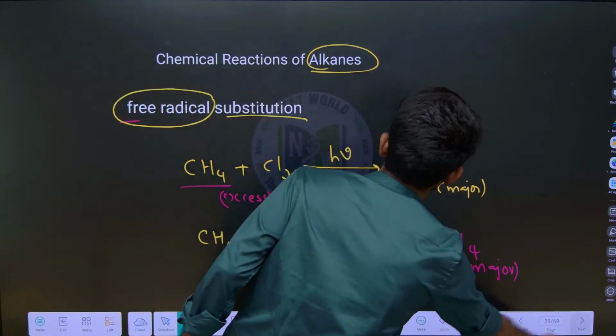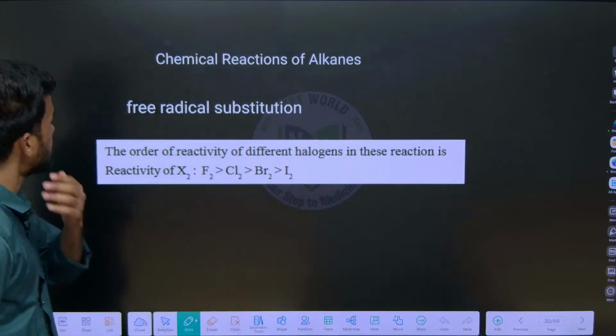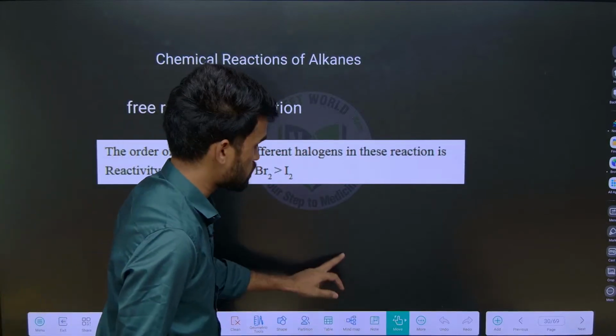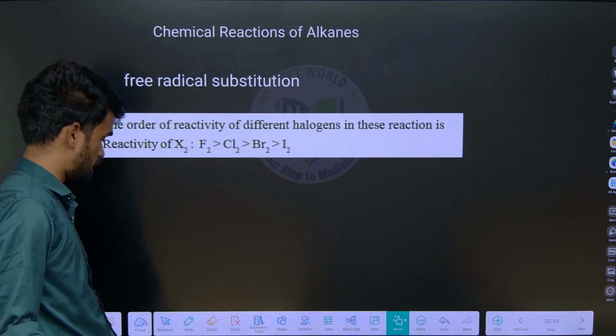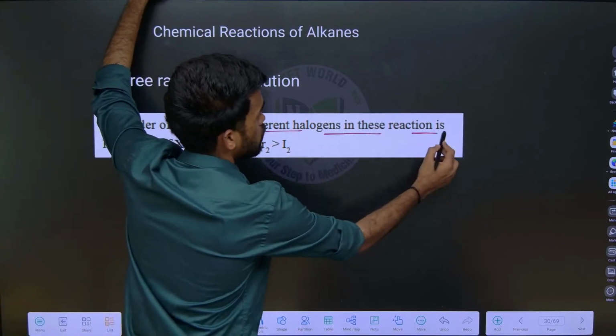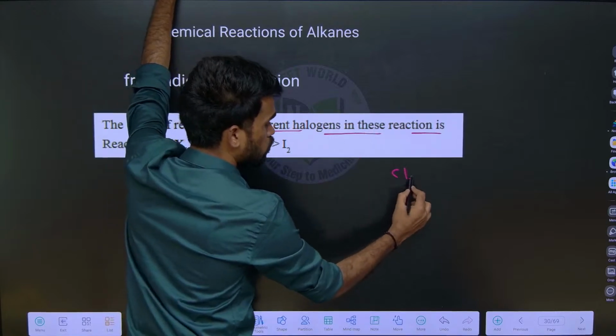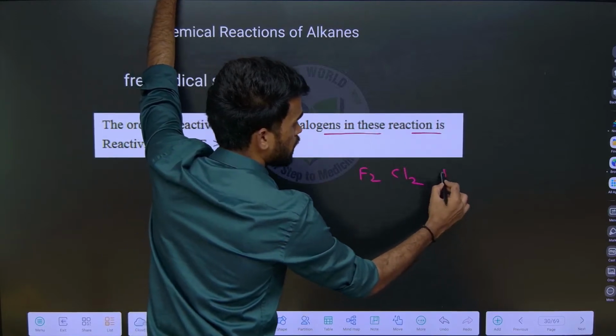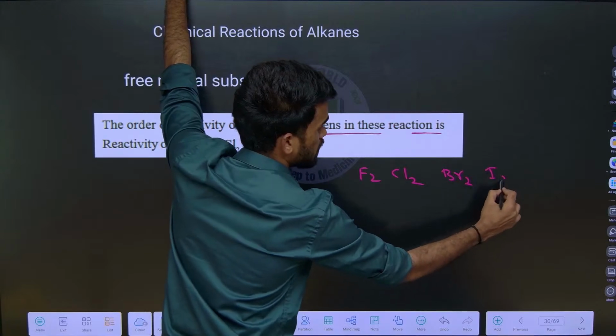Okay, next. Yeah, so in this let us discuss more about free radical substitution reactions. Let us consider the reactivity of halogens here. We can do chlorination, or fluorination, or bromination, or iodination. These are the halogens.